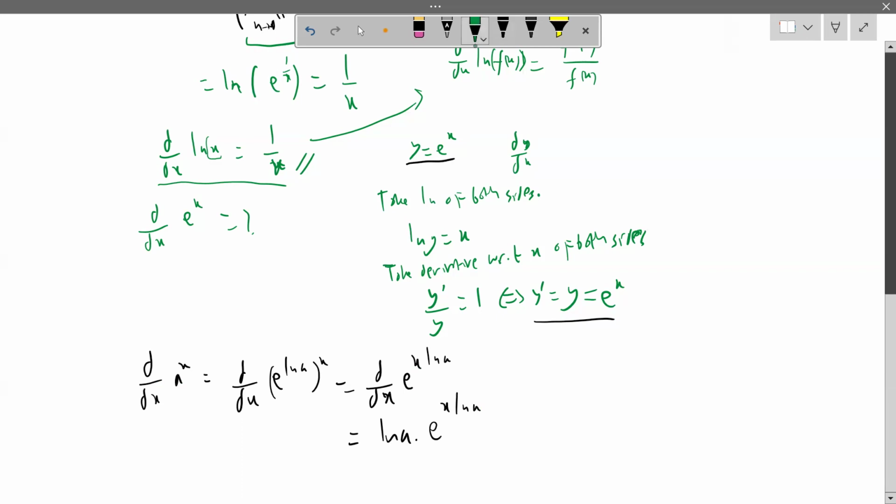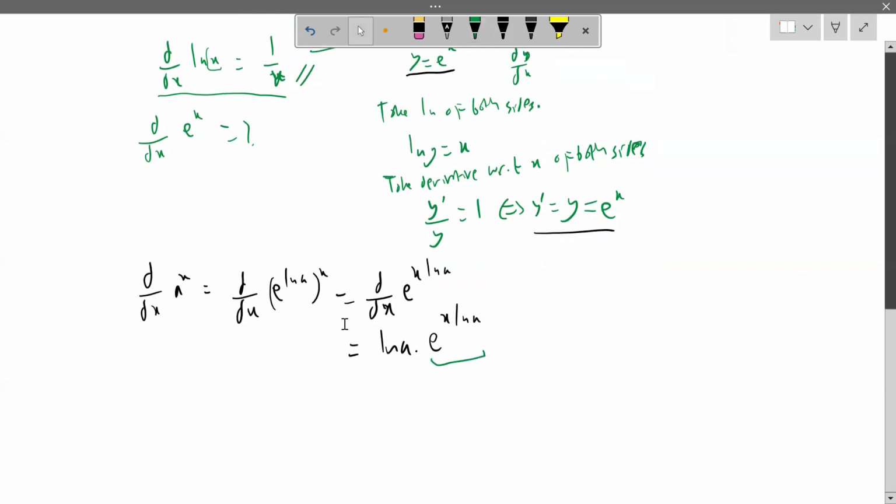But remember, this form here is just a to the power of x, as we just noticed. Therefore, it is actually a to the power of x times ln of a. And hence, we just figured out that the derivative of a to the power of x with respect to x for any a greater than 0 is equal to a to the power of x times ln of a.